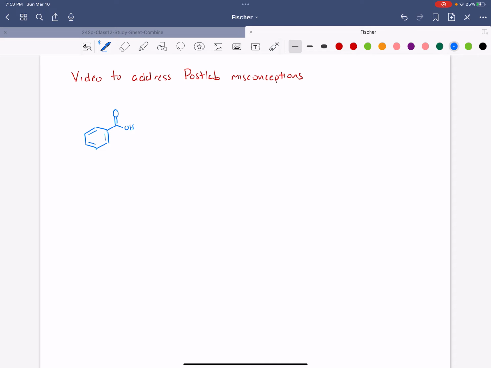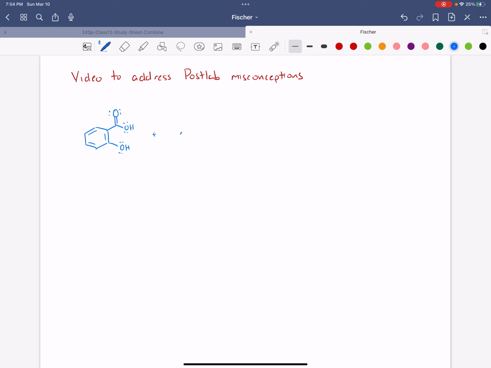and you actually have three sites that could be protonated. This site, this oxygen here, and this oxygen here. And you ran this reaction under sulfuric acid and methanol. The fact of the matter is, sulfuric acid is very strong, and it will protonate methanol immediately.